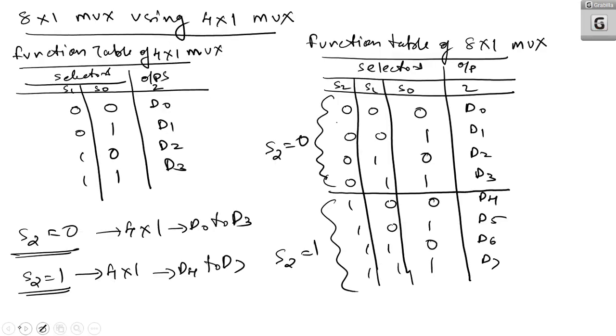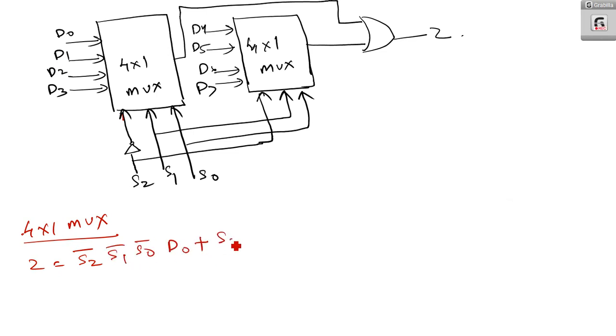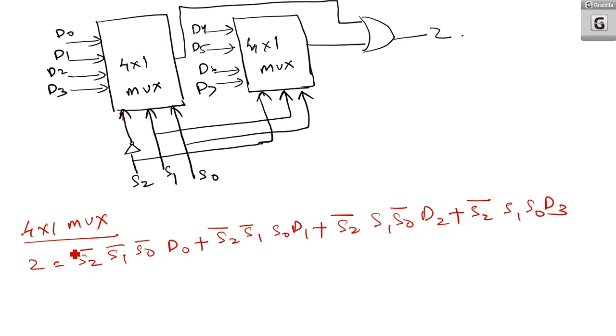Because if you are having the output of a 4x1 mux, you can write the output as, for the first 4x1 mux, Z is equal to S2 bar is fixed, S2 bar S1 bar S0 bar D0, or S2 bar S1 bar S0 D1, or S2 bar S1 S0 bar D2, or S2 bar S1 S0 D3. Okay, that is for this 4x1 mux, so 4x1 mux number 1.